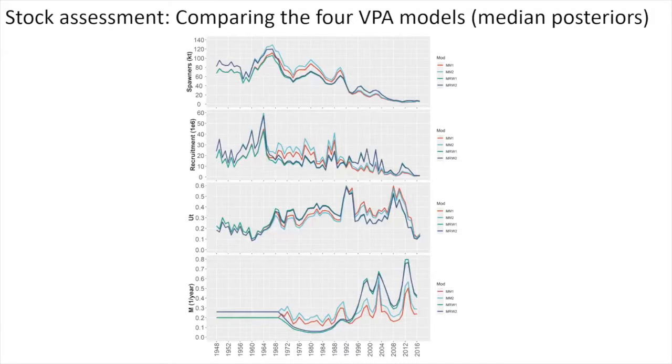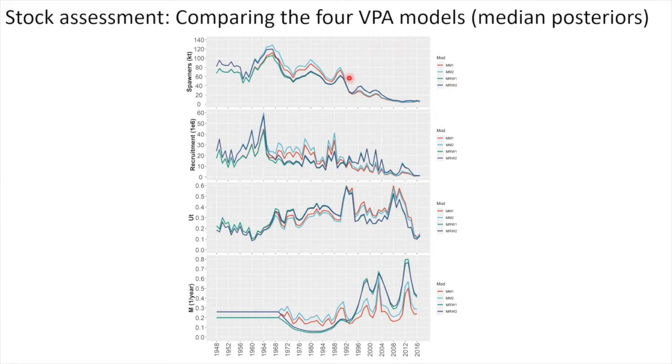Here in this plot, I'm comparing the four models. In red, you have MM1, in light blue, you have MM2, then in green, MRW1, and in dark blue, MRW2. The first panel here is the spawning biomass, then I have the recruitment, then the harvest rates, and then the estimations of natural mortality for each model.